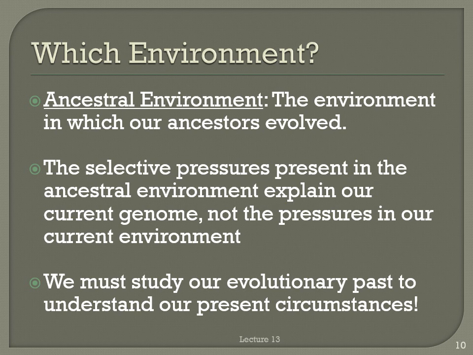For those polygenic traits, there are two steps to creating a phenotype. The second step is developmental acclimatization, where the environment in which we grow up determines where within the range of potential traits we fall. But in the first step, the processes of natural selection create a genome that sets the range of potential phenotypes that can work in the environment.